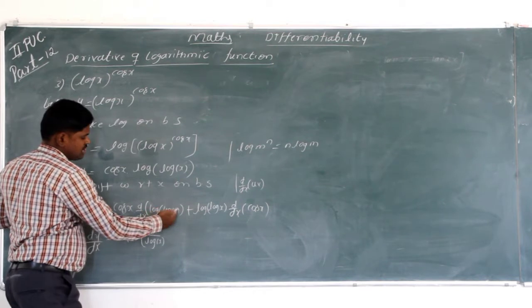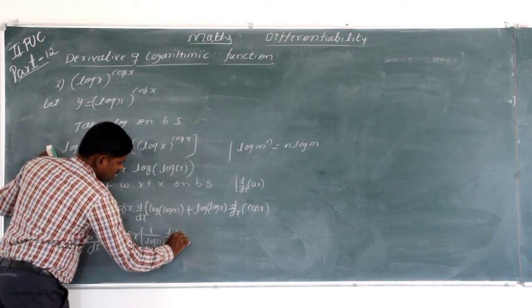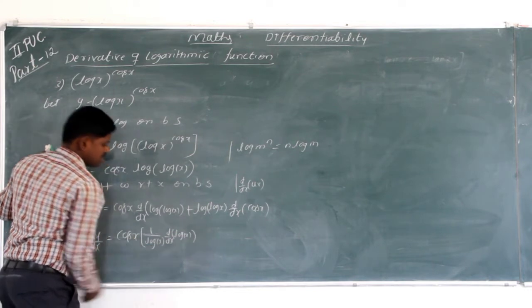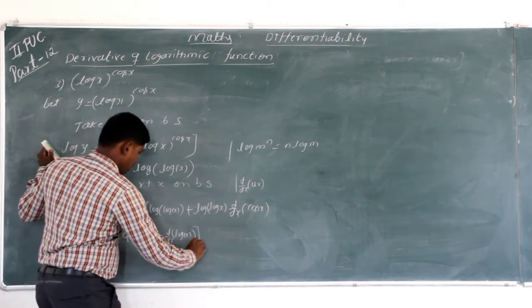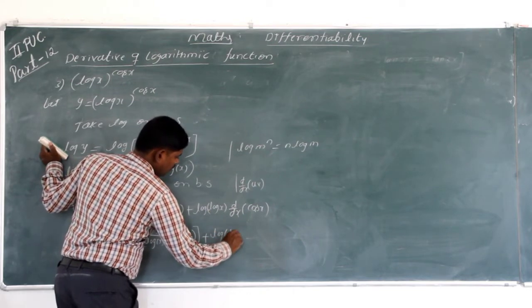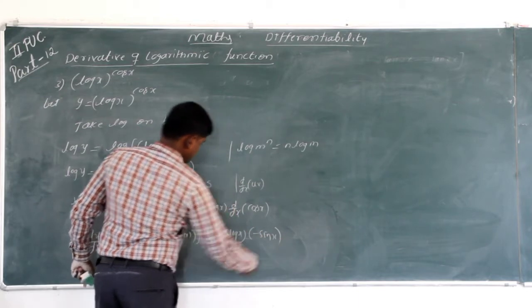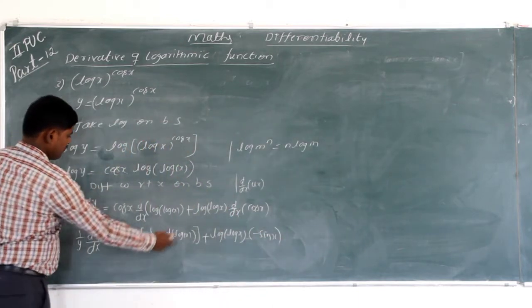Again, the differentiation of the term, that is d by dx of log x. Is it clear? Okay. So next, plus. Write it as log of log x into the differentiation of this, which is minus x. Okay.